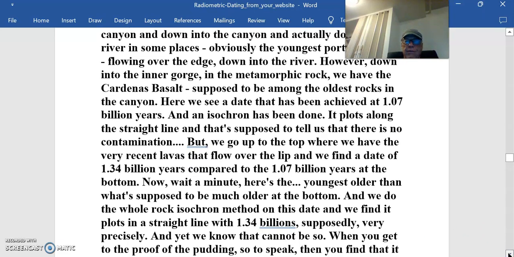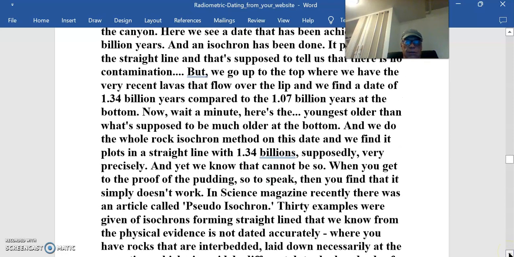But we go up to the top where we have the very recent lavas that flow over the lip, and we find a date of 1.34 billion years compared to the 1.07 billion years at the bottom. Now, wait a minute. Here's the youngest older than what's supposed to be much older at the bottom. And we do the whole rock isochron method on this date. We find it plots in a straight line with 1.34 billion, supposedly very precisely. And yet we know that cannot be so. The younger has the older, and the older is the younger. When you get to the proof of the pudding, so to speak, then you find that it simply doesn't work.